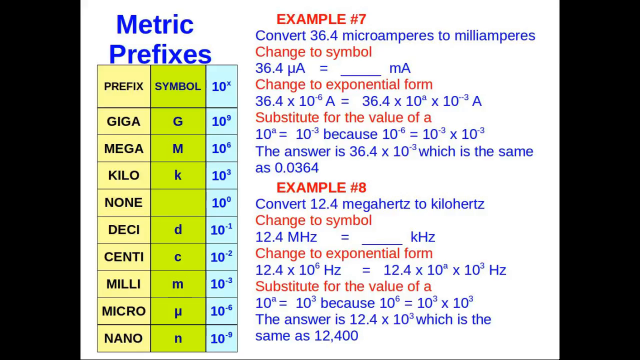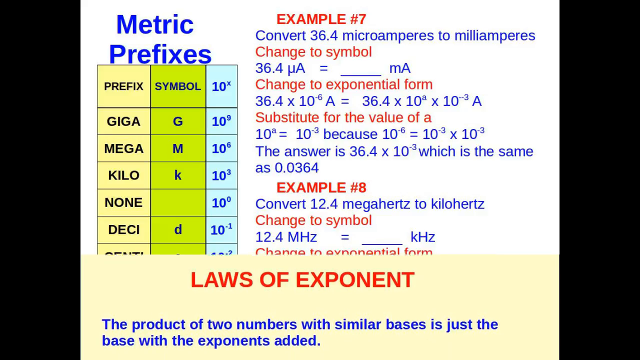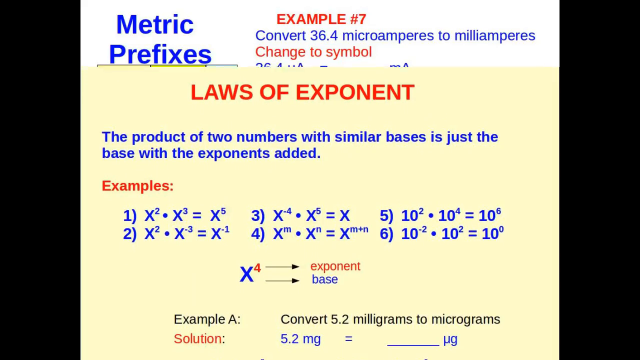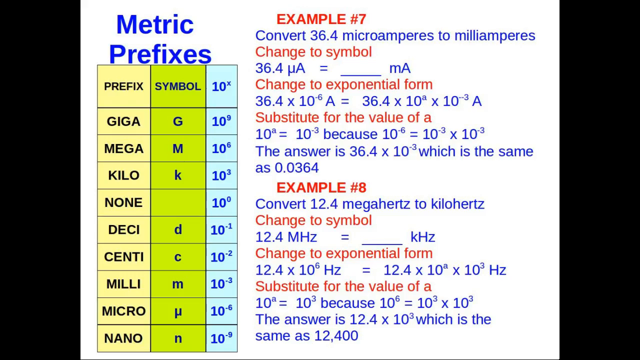Step C, substitute for 10 to the A. 10 to the A is equal to 10 to the negative 3, since 10 to the negative 6 is equal to 10 to the negative 3 times 10 to the negative 3. Step D. The answer is 36.4 times 10 to the negative 3 and translates to 0.0364 after moving the decimal point 3 place values to the left.